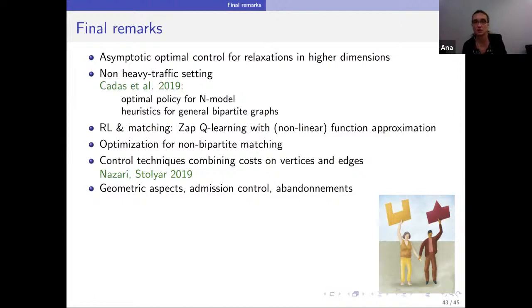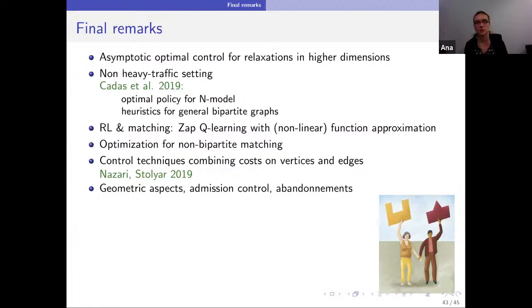And for the non-heavy traffic setting, I mentioned the N model. We have some partial results for very particular graph structures, like complete graph minus one edge, and some partial results for acyclic graphs. It's still a largely open question. One possible direction is to use reinforcement learning and try to figure out whether we can learn something on the optimal policy in the non-heavy traffic setting.